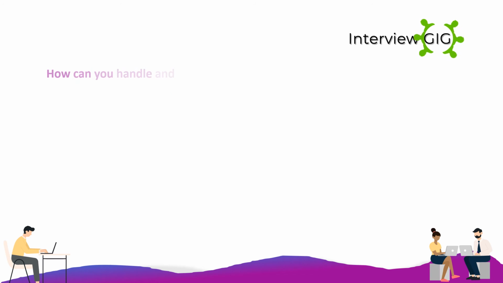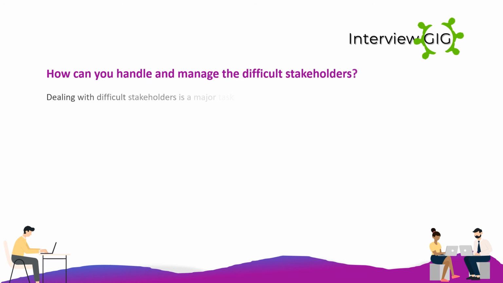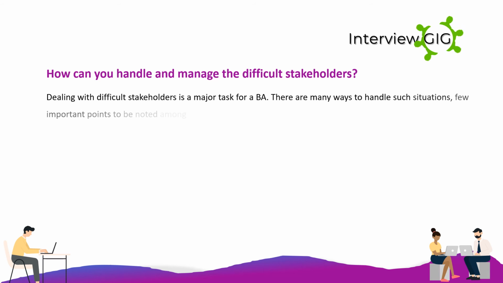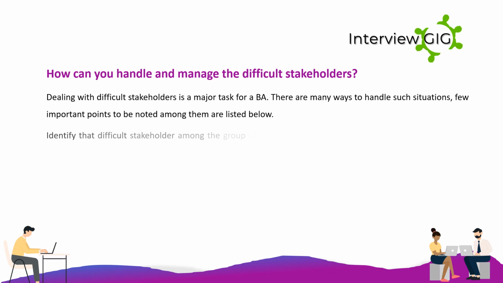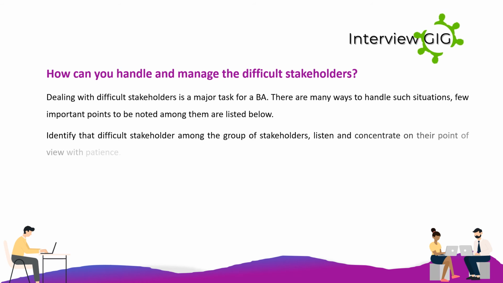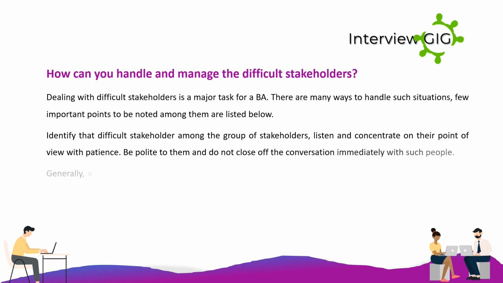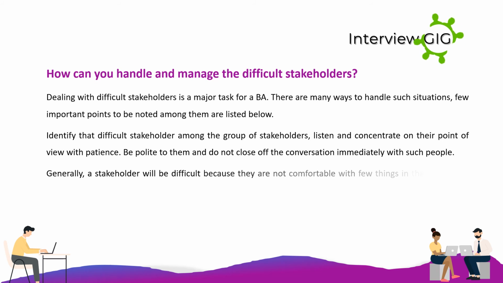How can you handle and manage difficult stakeholders? Dealing with difficult stakeholders is a major task for a BA. There are many ways to handle such situations. A few important points to be noted among them are listed below. Identify the difficult stakeholder among the group of stakeholders. Listen and concentrate on their point of view with patience. Be polite to them and do not close off the conversation immediately with such people.